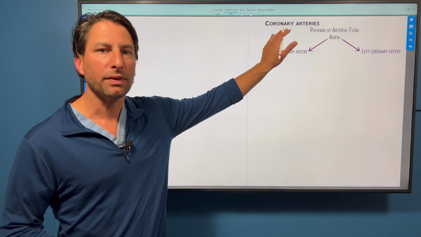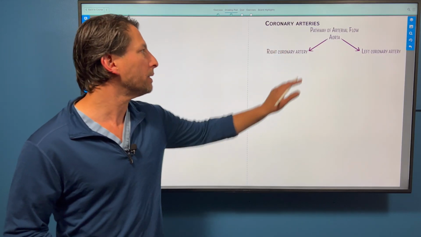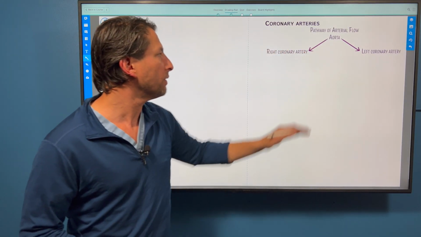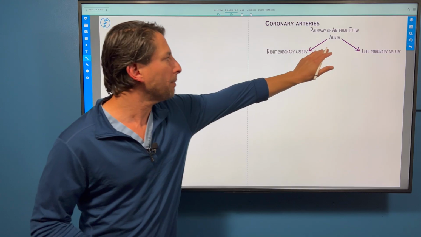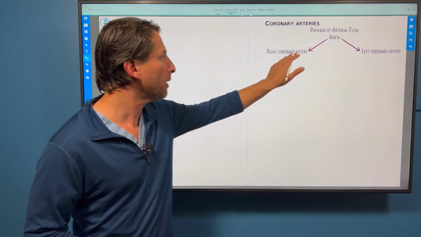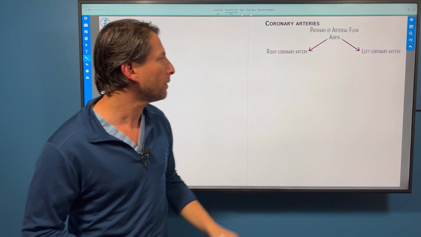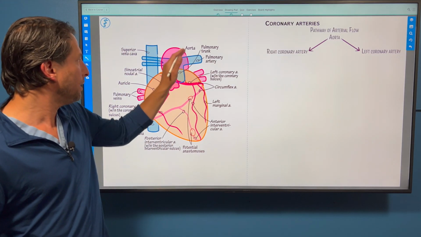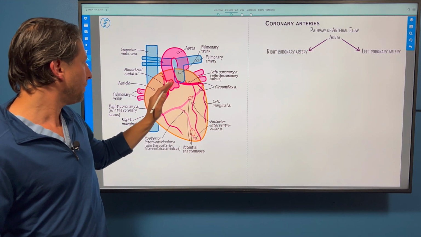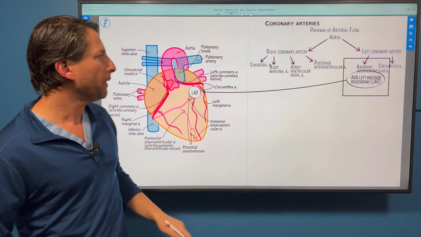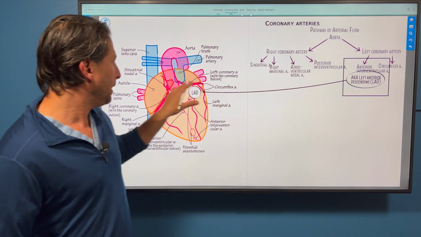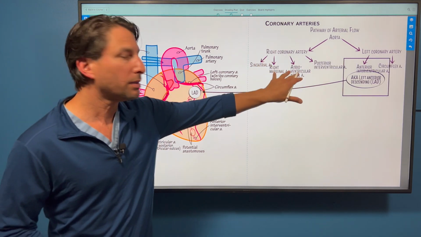So the arteries of the heart itself, the coronary arteries. So this is the pathway of arterial flow. Things get a little bit more complicated than what we've seen earlier. The aorta to the right coronary and the left coronary. We can see that here, aorta and the right coronary and left coronary here. They then extend out to multiple different arteries.